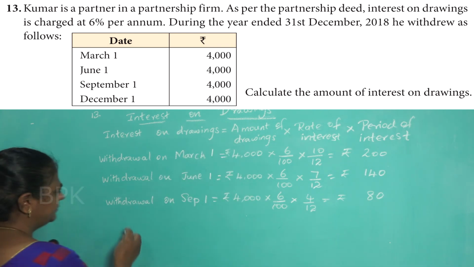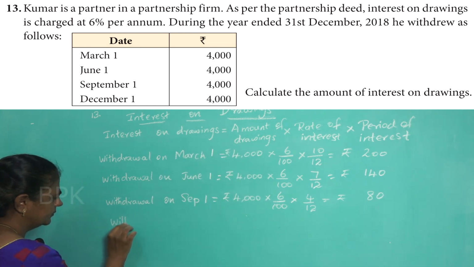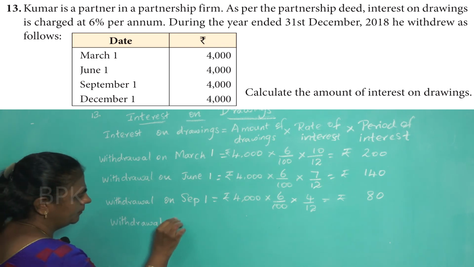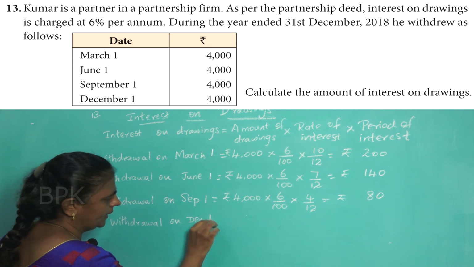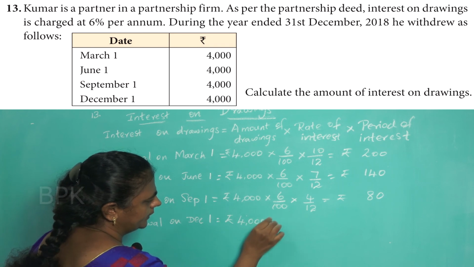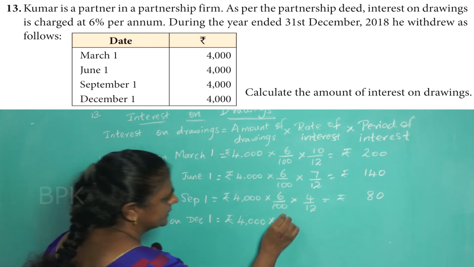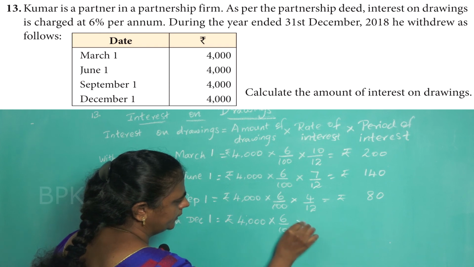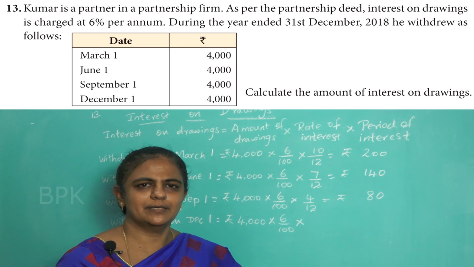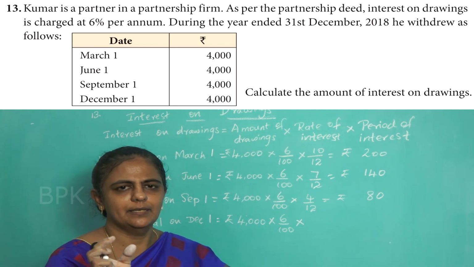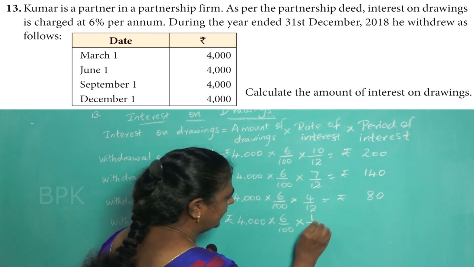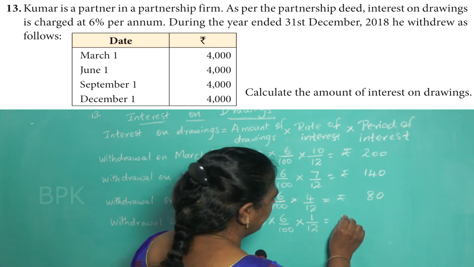Okay. Next, withdrawal on December 1, 4,000 into 6 by 100 into, this is December. So only 1 month. Okay, December 31st it is closing. So how many days does he have to pay? He has to pay only for 1 month. Okay, so 1 by 12. That will give you rupees 20.